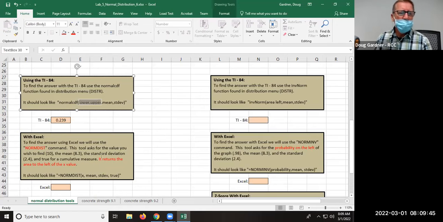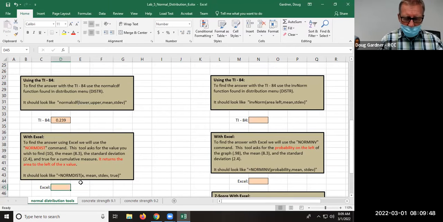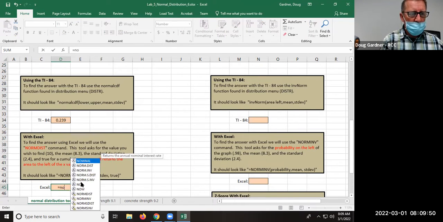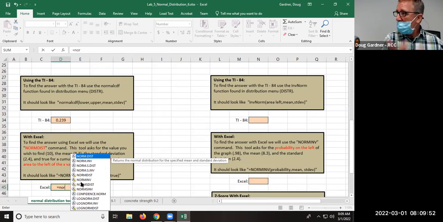So, okay, fine. So equals, watch this, do this with me, equals norm. And notice when you start typing, it starts popping up the options. I'm going to type the whole thing. Notice there's some other commands here like norm.s.dist, norm dist. There's all kinds of commands in here. The one that we're using is norm dist. Notice there's one called norm s dist with an S in it. There are like 8 of them in here. So man, that's kind of confusing.